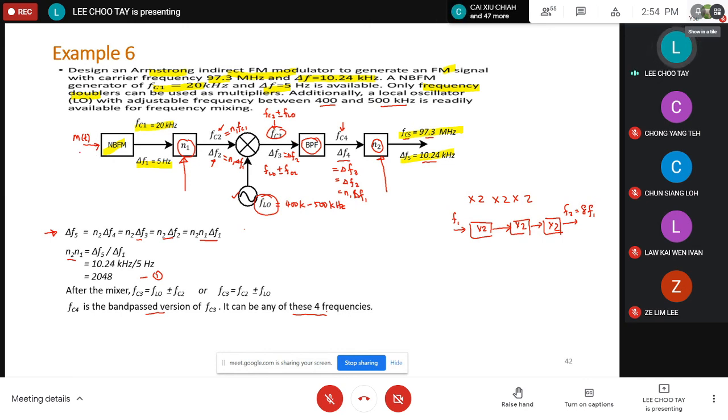You may be required to look for a suitable narrowband FM signal generator as well. If that is given, then it's very easy. You just need to find all these intermediate blocks. Mixer is just a multiplier. That's all, nothing special about it. Does that answer your question?